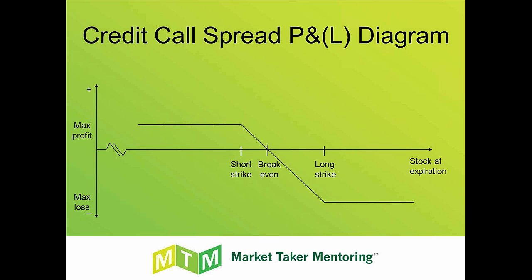So the most I can make is the credit received when I put on the spread. The most I can lose is the difference between the 2 strike prices minus the credit received. So let's say I sell the spread at $1. And again, it's a 50-55 call credit spread. Well, 55 minus 50 is $5, minus the credit received is $4. So I can make $1, I can lose $4.